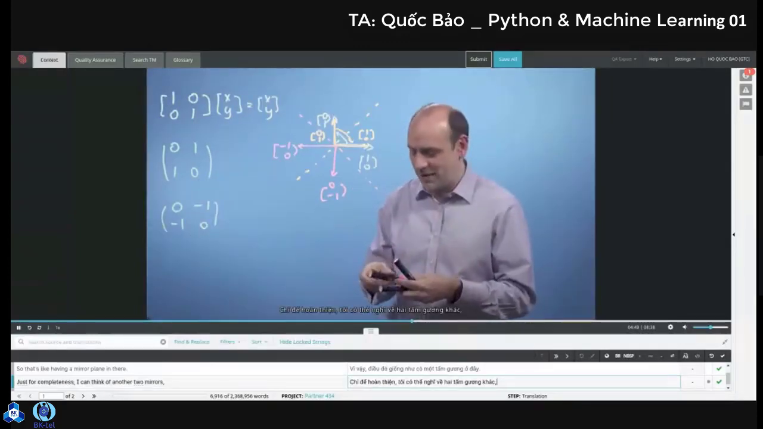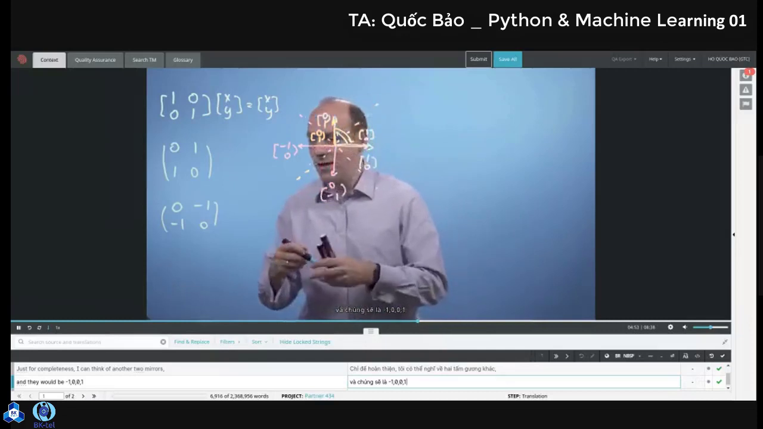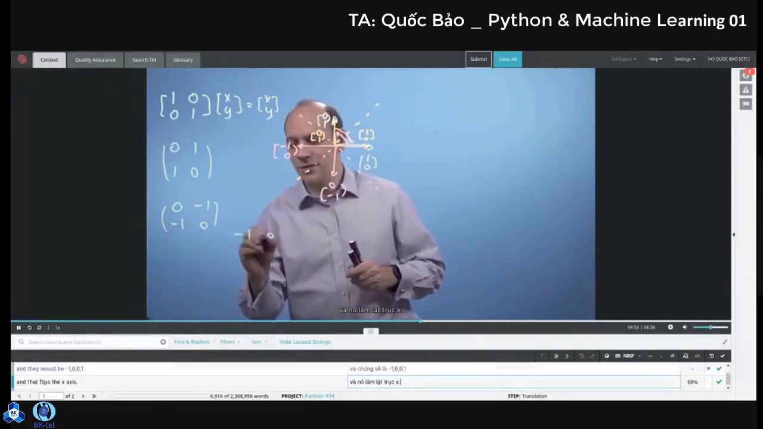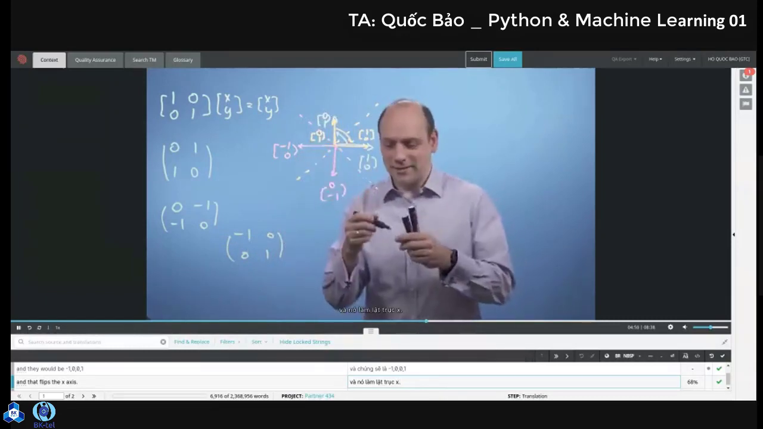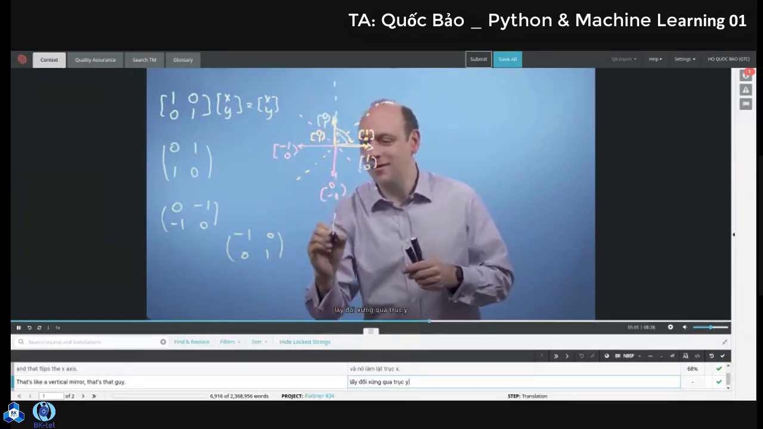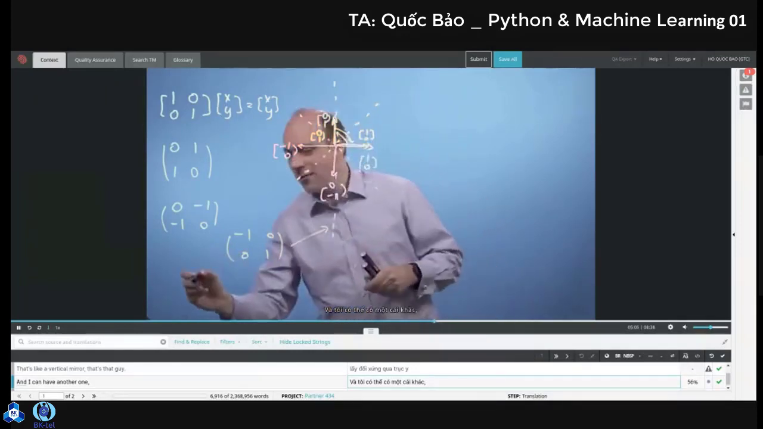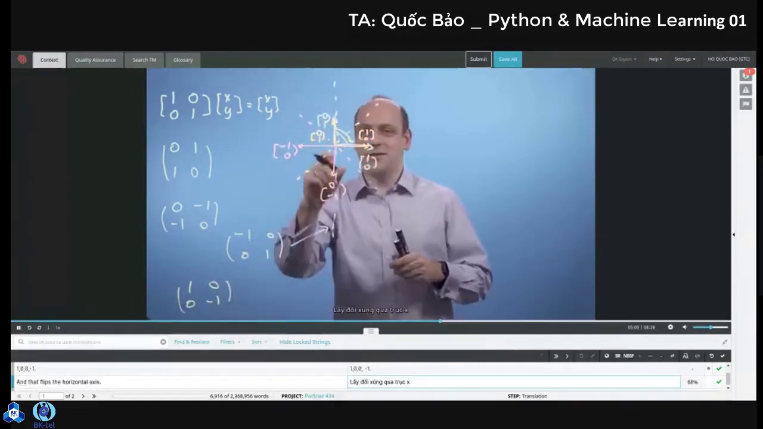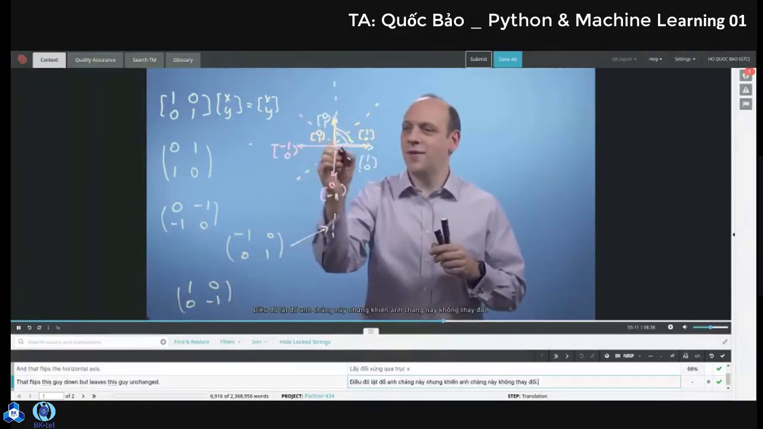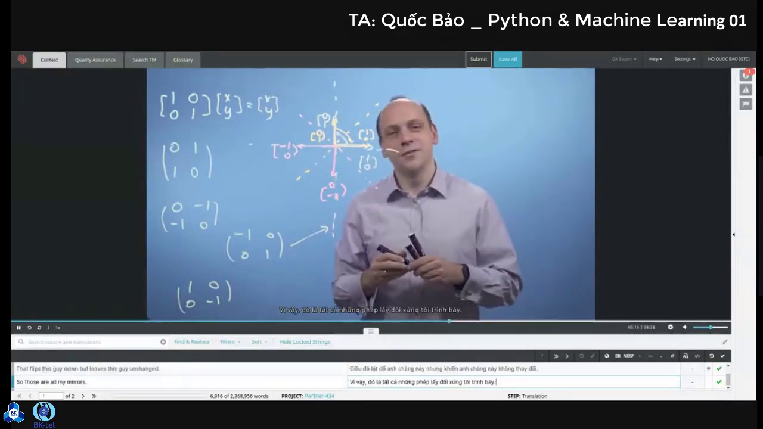And just for completeness, I can think of another two mirrors, and they would be -1, 0, 0, 1. And that flips the x-axis. That's like a vertical mirror. That's that guy. And I can have another one, which would be 1, 0, 0, -1. And that flips the horizontal axis. That flips this guy down, but leaves this guy unchanged. So those are all my mirrors.